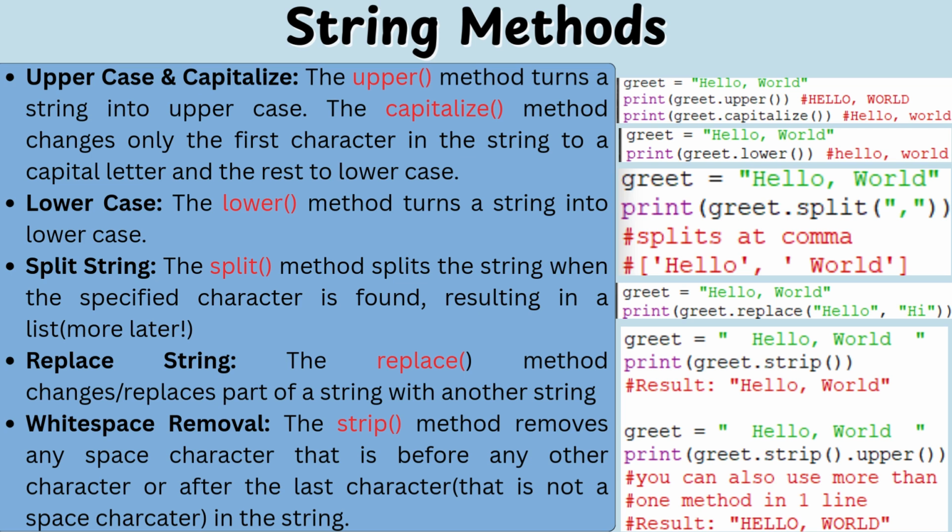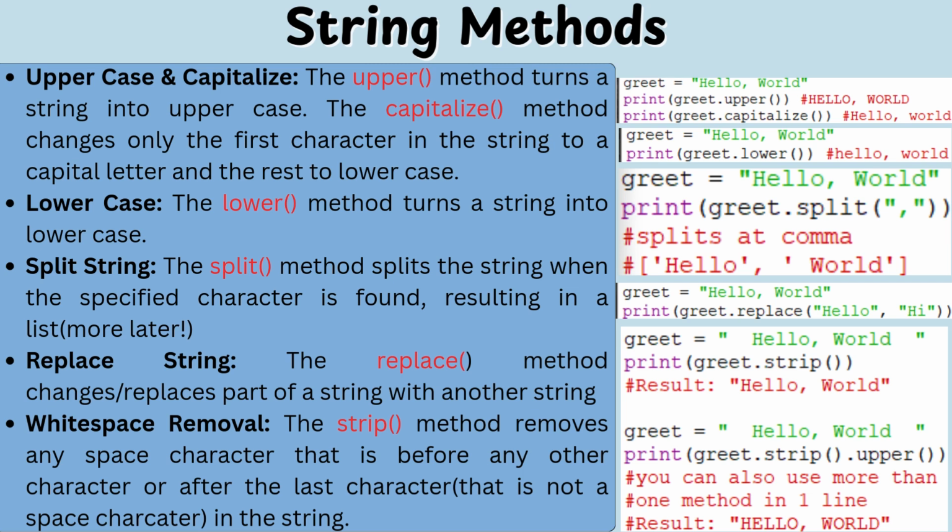We've also got the split method, which splits the string when the specified character is found, resulting in a list. So let's say I have greet.split and I want it to split at the comma. Once it finds a comma in that string, it keeps what was before it as an item in a list, and what is after the comma becomes another item in the list. So basically it separates them at the comma.